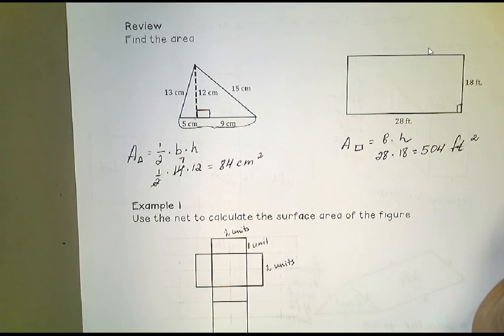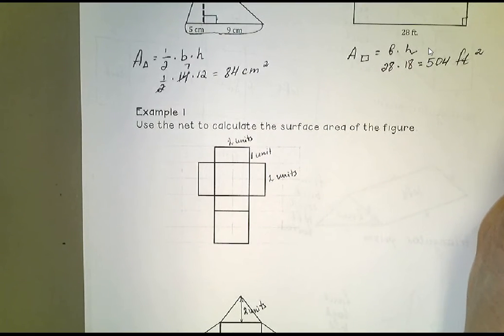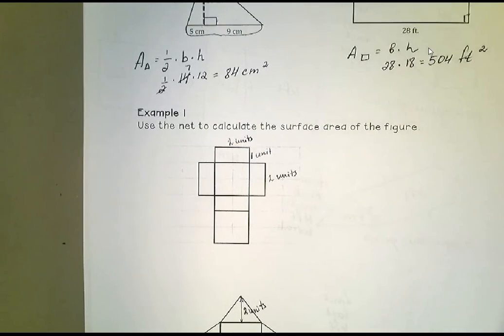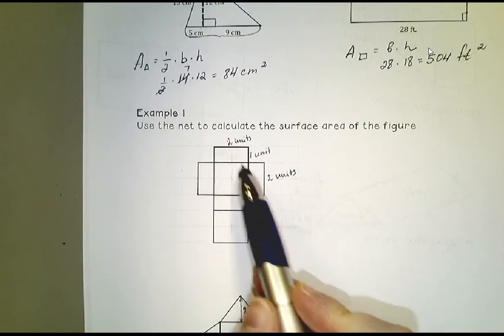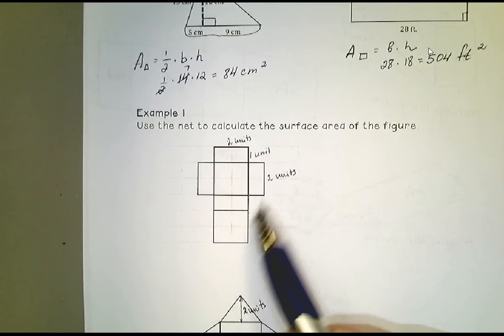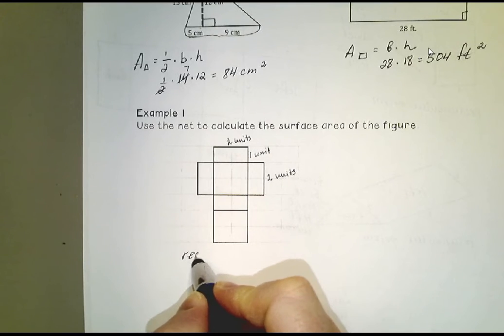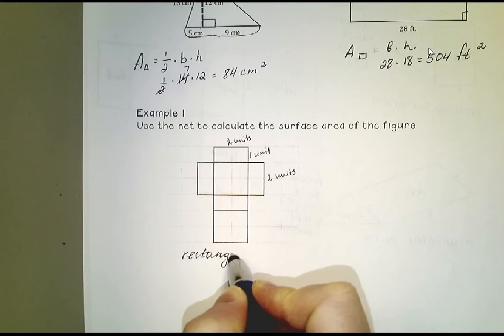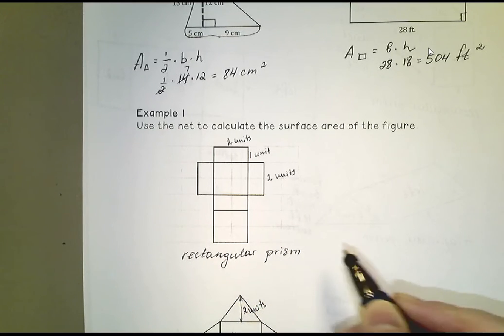Now going back to the surface area. If I have a net of a shape, what kind of shape is this? What do you think? It's made out of 6 faces, and all of them are rectangles, so it has to be a rectangular prism. Rectangular prism. Okay.